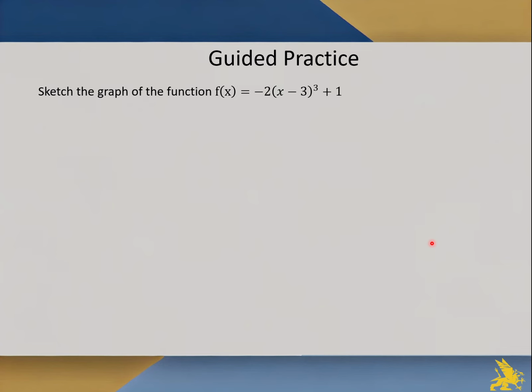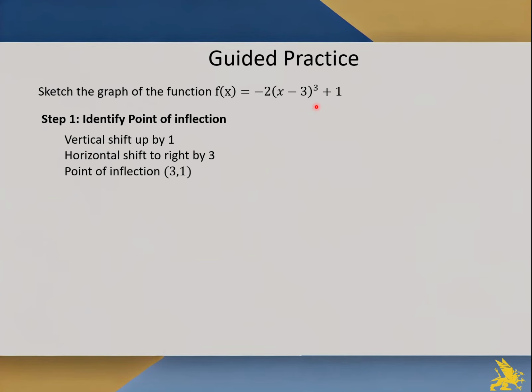Okay, next one is sketch the graph of the function f of x is equal to -2 x minus 3 in brackets to the power of 3 plus 1. Okay, so the first thing that we are going to do is identify all the main points. So let's identify the point of inflection. So straight away here, I've got a horizontal shift of 3 to the right, and it's going up by 1. So that's the first part that we need to work out. What is that inflection point?